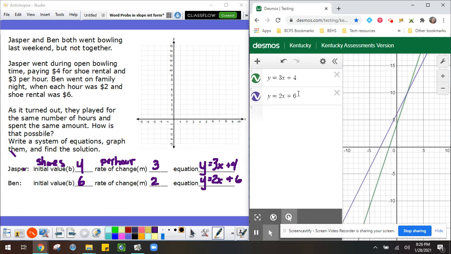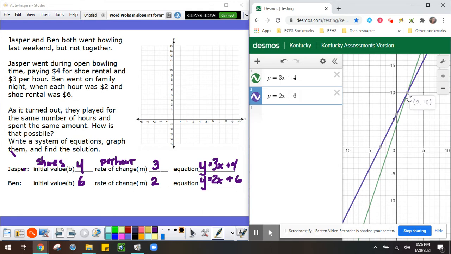All right, so I've put my two equations in, and Desmos has drawn the two lines, and it looks like they're crossing right here. So I'm going to click here, and it looks like that's (2, 10). So apparently they both bowled for 2 hours, and it cost them $10. Now I can actually check that.